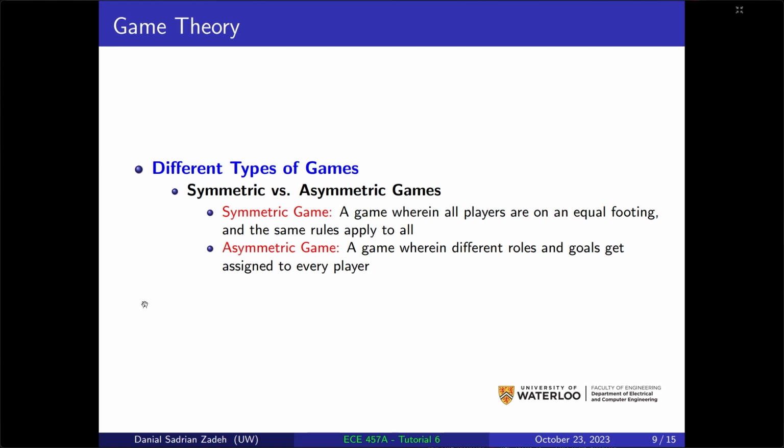So a game can have two different types. For example, it can be symmetric and cooperative. It can be symmetric and zero sum. And I will show you an example in the next slides.